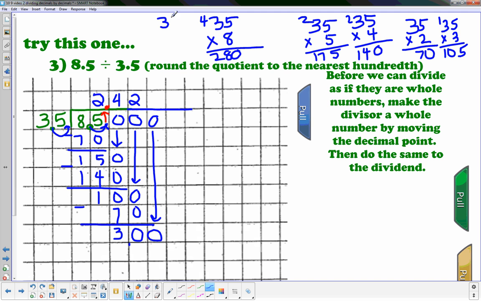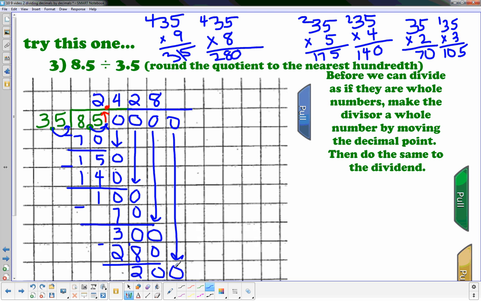Let's just check with 35 times 9. 45, 27 plus 4 is 31, too much. So 35 times 8 is 280. Subtract, and we have 20.